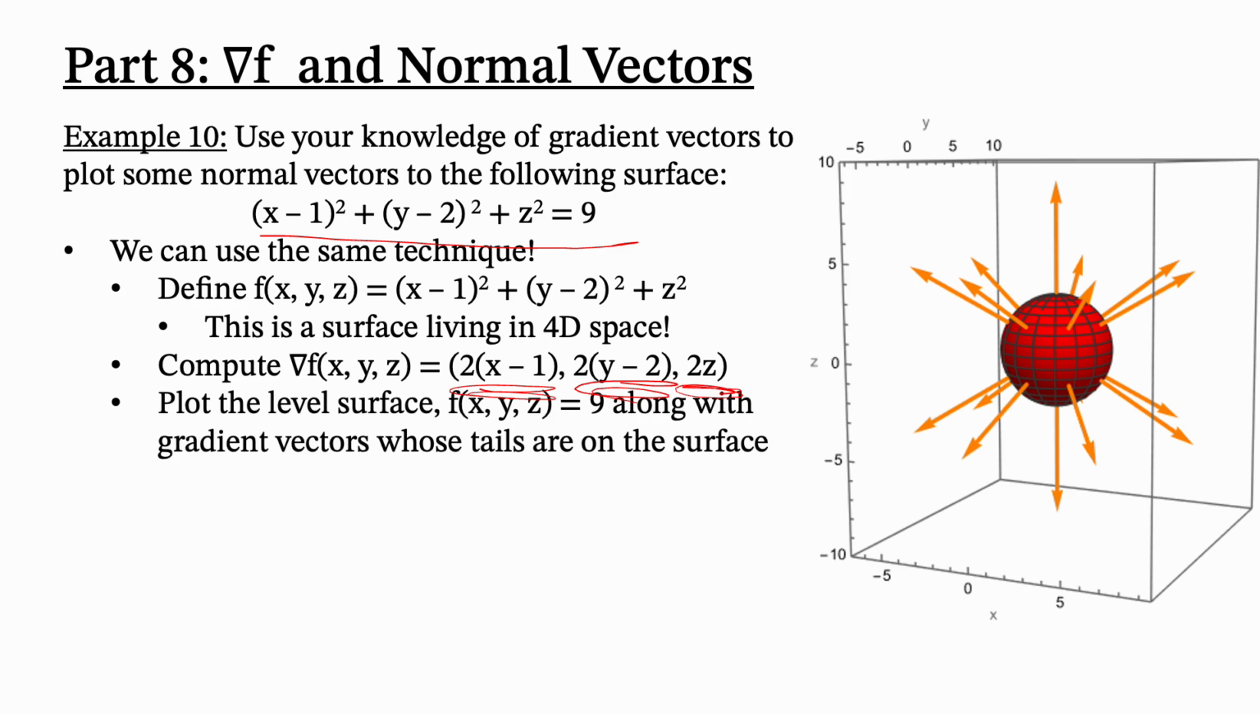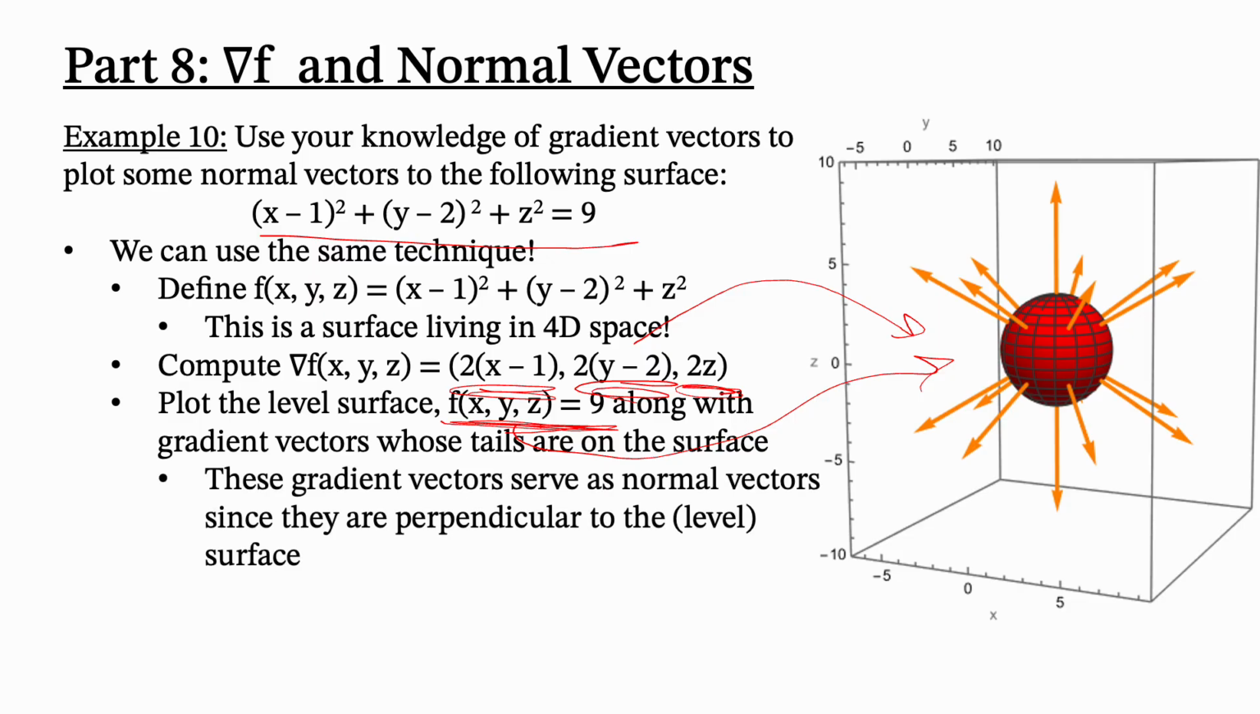And I can plot my level surface now. My level surface, f of xyz equals 9, does live in 3D space. So I've got gradient vectors that live in 3D, and a level surface that lives in 3D. It's just my sphere of radius 3. And if I put them together, what do I get? I've got normal vectors to my surface, because gradient vectors are perpendicular to level surfaces. So if I reframe my sphere as a level surface, the gradient vectors are going to be perpendicular to it.